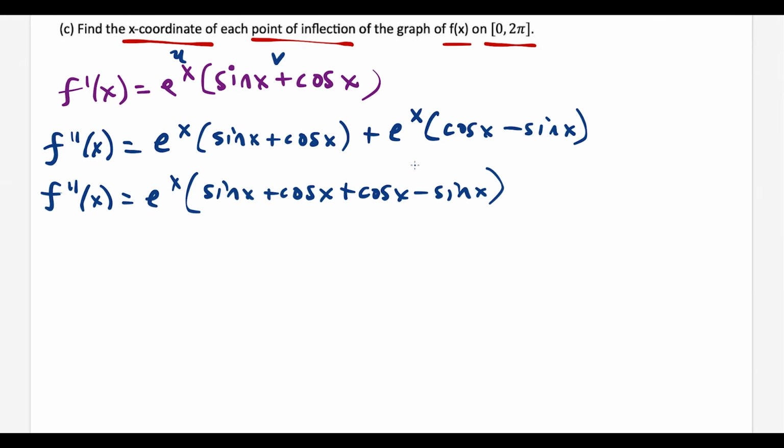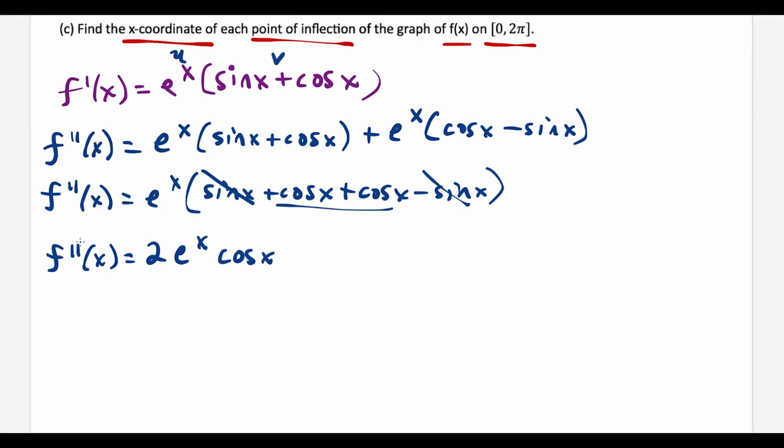So this looks very messy, but it's nice here. Sine x minus sine x cancels. And these are like terms. Cosine plus cosine is 2 cosine. So we can simplify this as f double prime of x equals, we'll just put the 2 in front, 2 e to the x cosine x, like this.